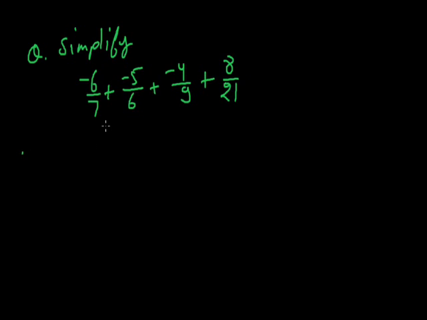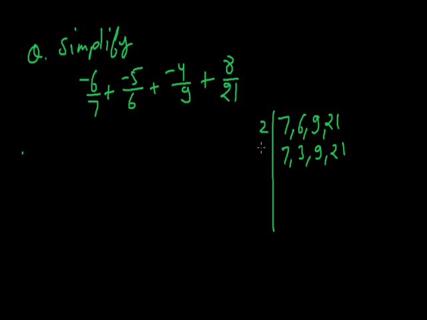Now in order to solve this expression, first of all we have to take the LCM of 7, 6, 9 and 21. So let's take the LCM of 7, 6, 9 and 21. First we divide by 2, so we get 7, 3, 9 and 21. Now let's divide by 3, so 7, 1, 3 and 7. Again by 3, 7, 1, 1 and 7. Now 7.